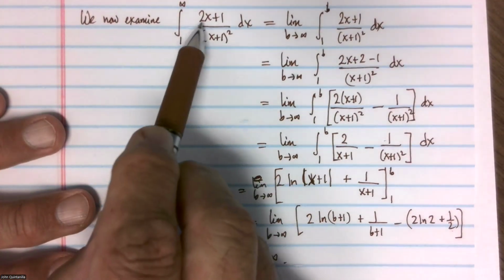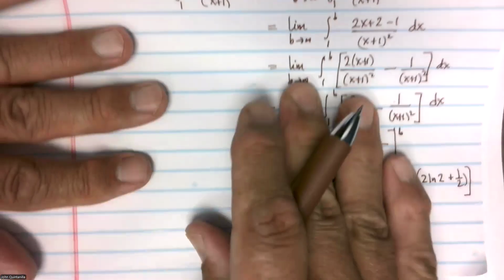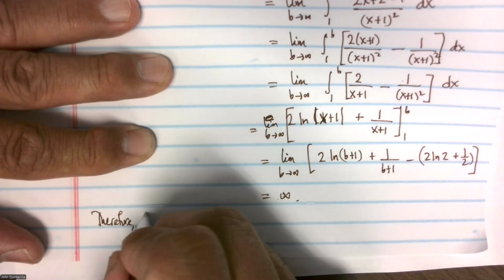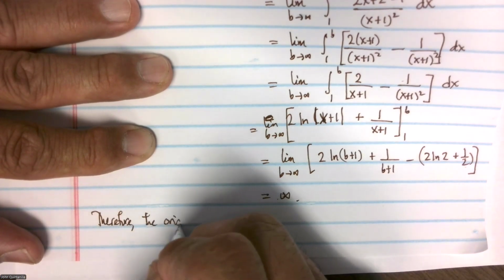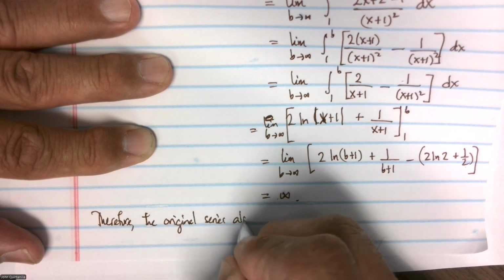By the integral test, if this integral diverges, then the original series diverges as well. So in conclusion, therefore, the original series that we started with at the top of the problem also diverges.